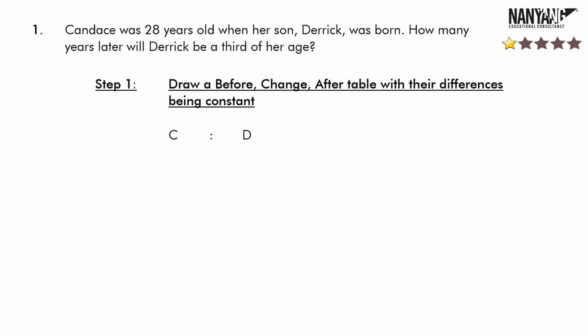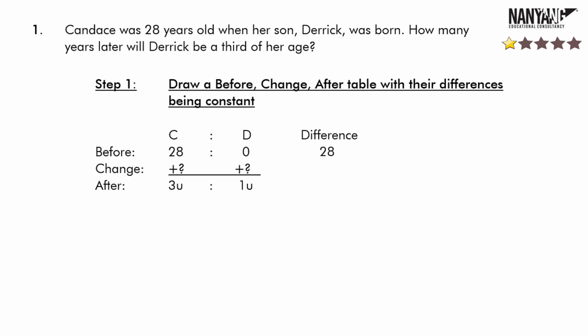So we first write down the ratio of Candace and Derek. Before that, Candace was 28 years old and Derek 0 years old. So that's our ratio. The change is unknown for now. And after, Candace will be 3 units old and Derek 1 unit because Derek is a third of his mother's age. Now we look at the difference. On the before row, the difference is 28 years, and after, it is 2 units.